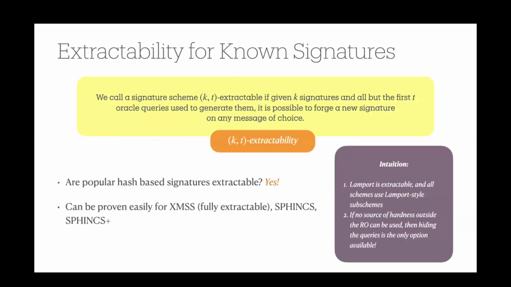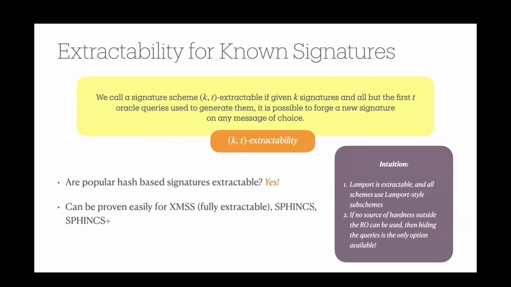Okay, so we have this notion of KT extractability. It's a pretty simple definition. You don't need to look at it for now. All this means is that it's a way of formalizing that if the oracle queries during signing are made public, then this causes problems. You're allowed to forge.